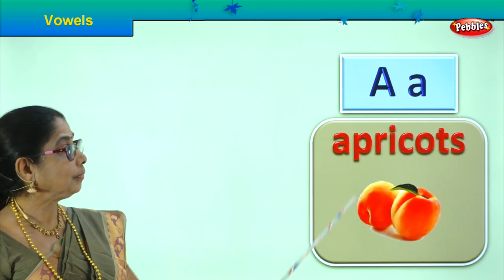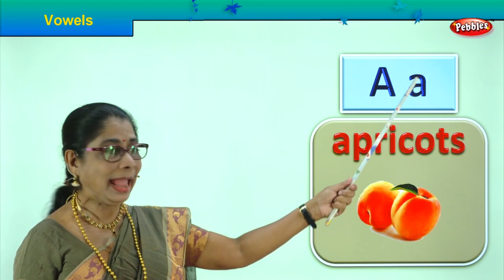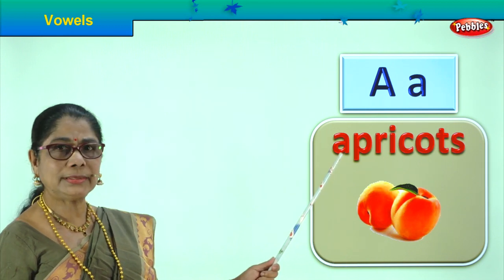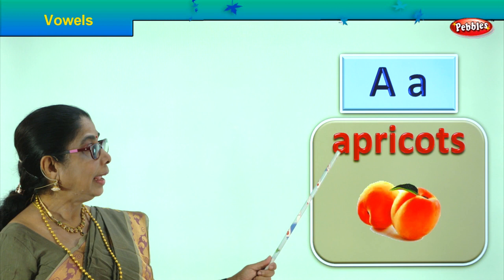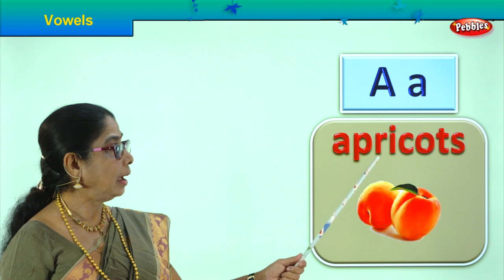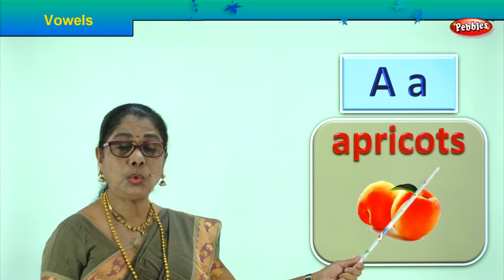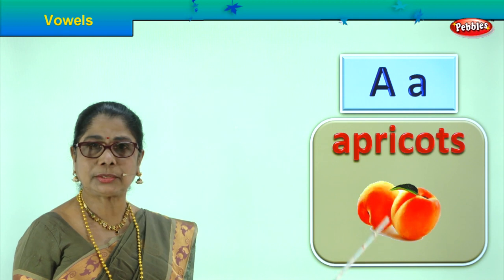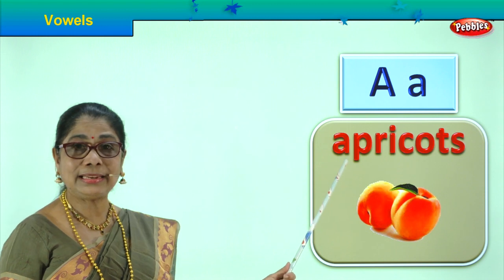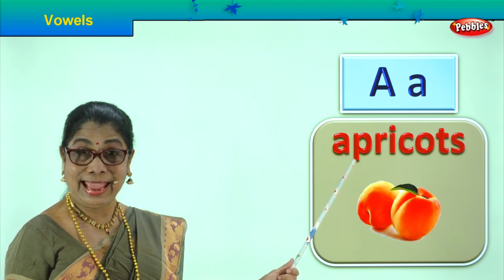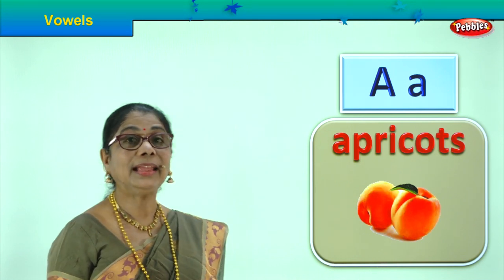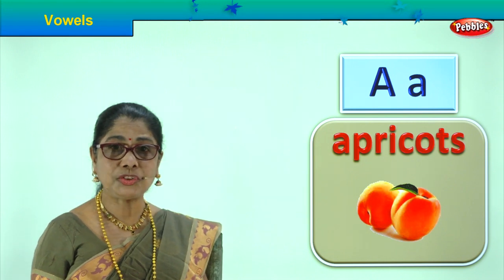A. What is the sound? A. What fruit is this? Apricot. A. A-P-R-I-C-O-T-S. Apricots. A. First vowel A. You have the first letter here. A. Apricots. Very good. Shall we go to the next picture?